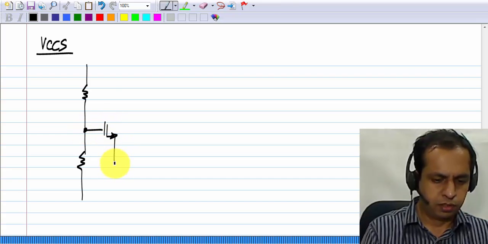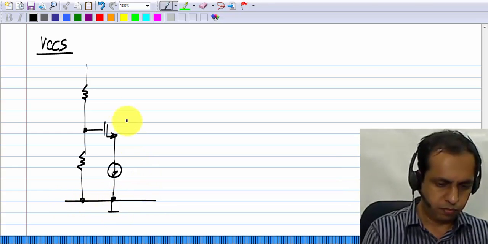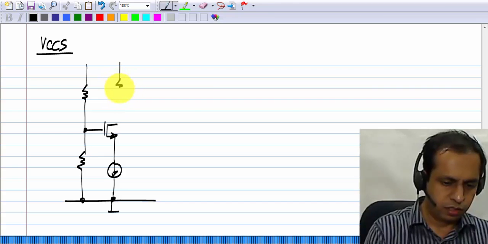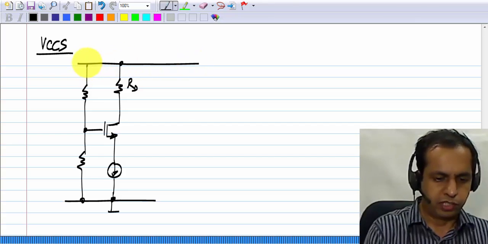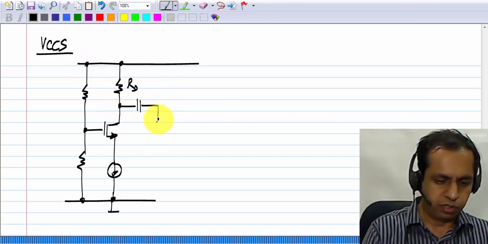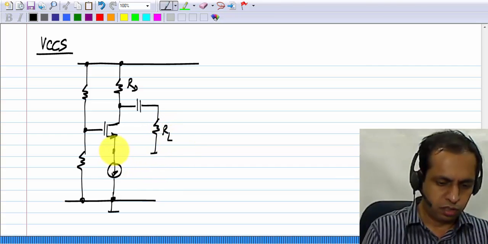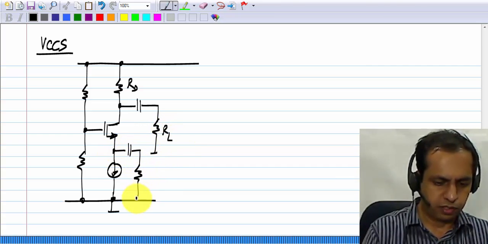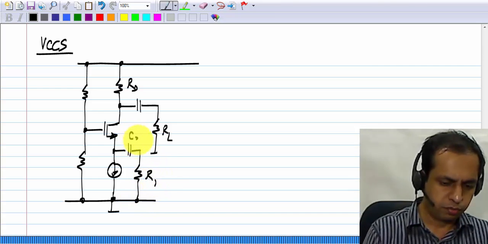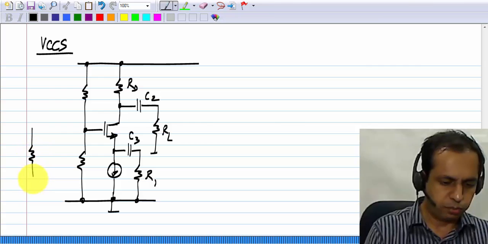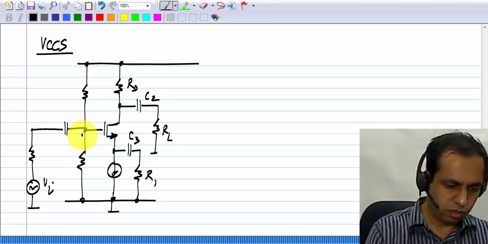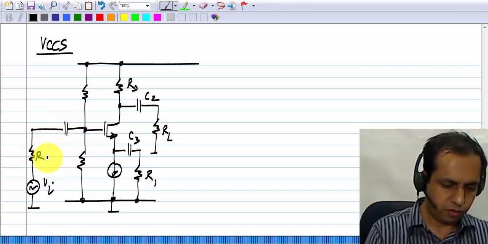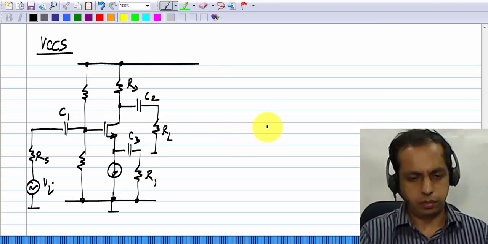is made like this. We bias it with a current source in the source, and the most commonly used way of biasing the drain is through a bias resistor RD, and we AC couple the load to it, and we couple the resistor which defines the transconductance R1, and we also AC couple the input.